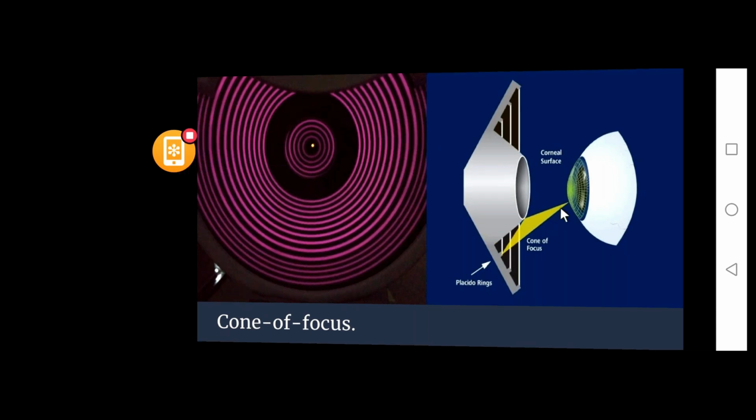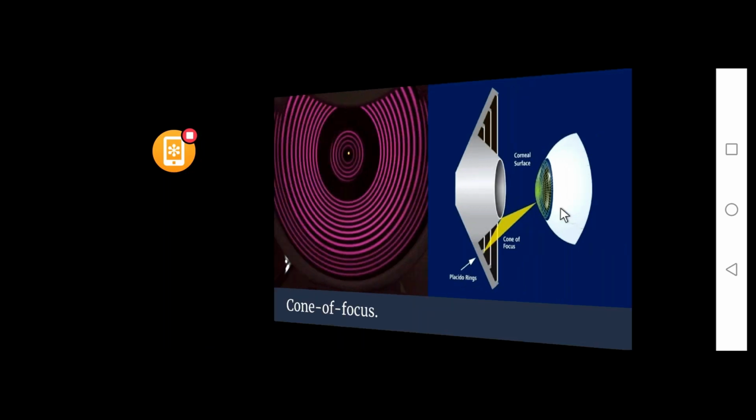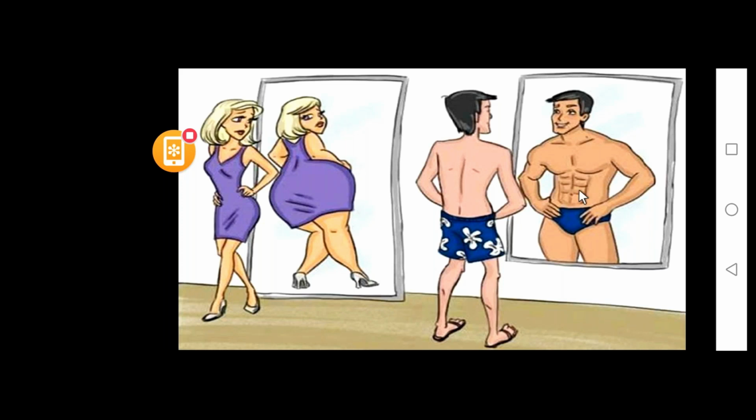So now, how does the Placido disc principle work? As you can see in the photograph, there are two cartoons: a man and a woman. They're standing in front of funny mirrors. Consider the mirror as the cornea, and consider the man and the woman as the Placido disc on the machine. What the machine does is emit the Placido disc on the cornea, and based on the status of the cornea, it gives back the reflection.